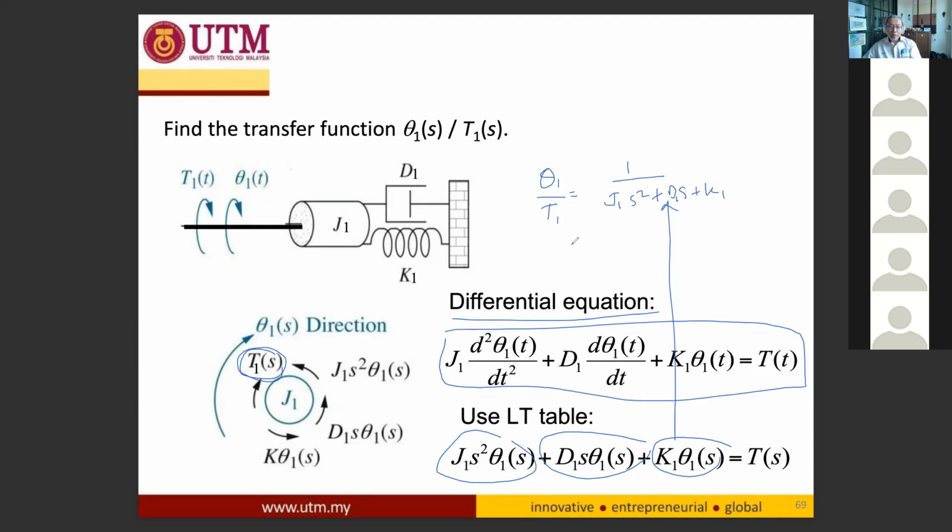And of course, you can directly simplify it. So it becomes 1 over J1 times S square plus D1 over J1 S plus K1 over J1. Okay. So once you know the values of J1, D1, and K1, you can get the transfer function and the mathematical model of this rotational diagram.